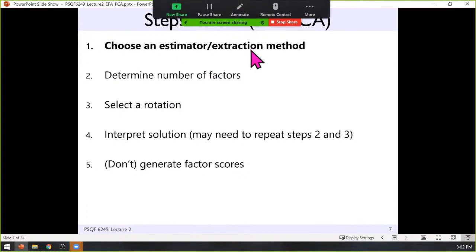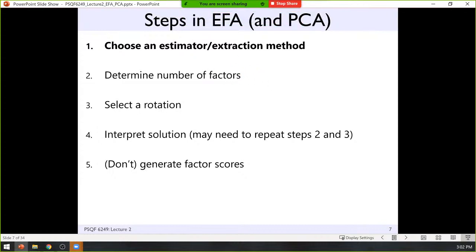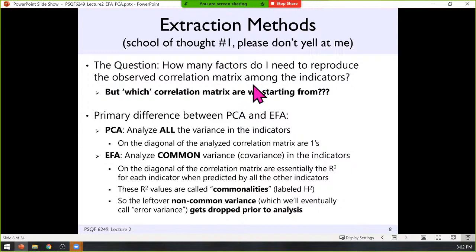The process tends to go like this. So we would choose an extraction method or an estimation method more generally. Let it pick how many factors, decide amongst rotations, interpretation. This is often an iterative process. And then you may be tempted to generate factor scores at the very end of this. Don't do that. So the school of thought then, I'm talking about both PCA and EFA sort of lumped together at this point. The big difference between them is what data is going to go into this analysis, whether it's the full correlation matrix or some sort of reduced version.